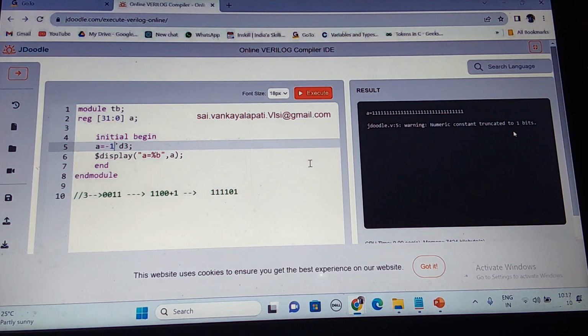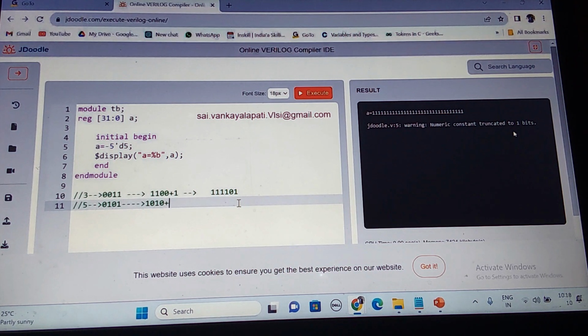Did you understand sized number and unsized number? Now can you tell me what is the result of this? If I make a 5 tick minus 5 tick D5. What is 5 in 2's complement form? The 5 is 0, 1, 0, 1. Correct. If you take 1's complement, 1, 0, 1, 0. If I add plus 1 to the LSB, it should be 1, 0, 1, 1.